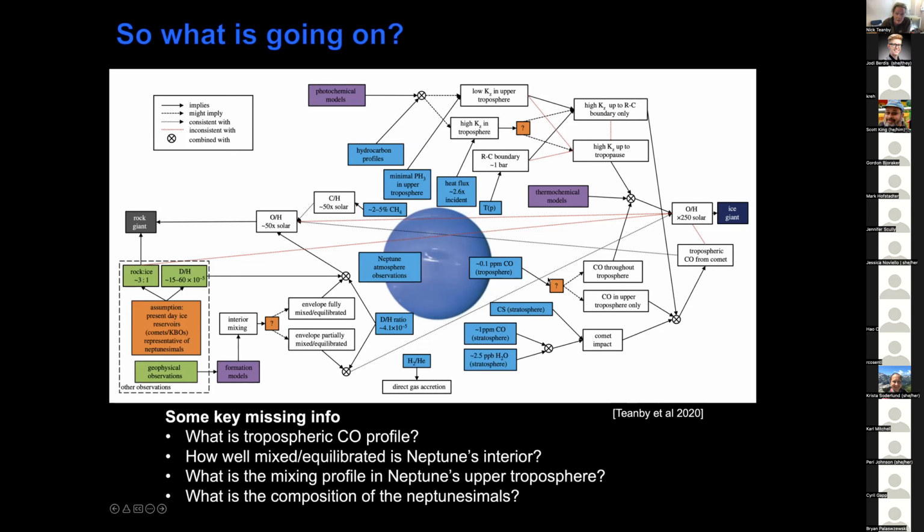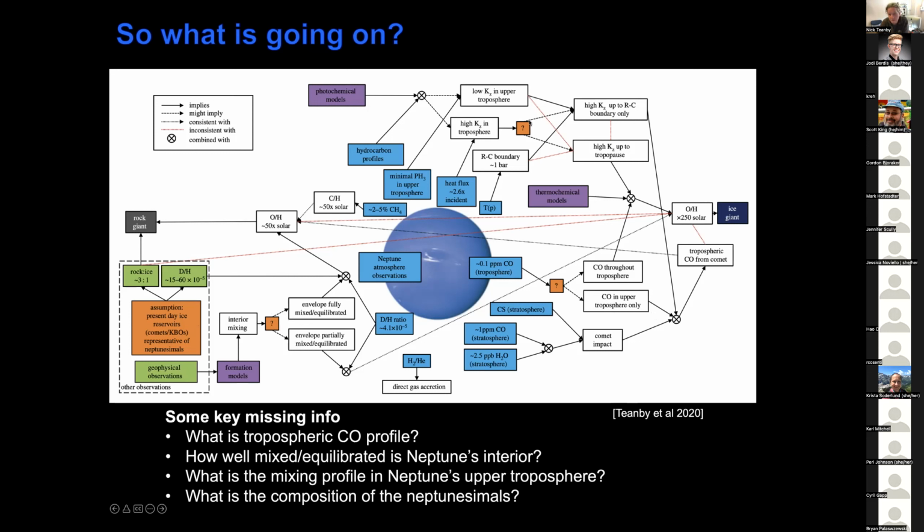So these things in orange are things that we don't really know. We don't know the composition of the things that formed Neptune. We could assume that they're basically like modern day material, but they could be different. We don't know how well mixed the interior of Neptune is. Is it equilibrated or not? And we don't really know the CO profile. Is there CO throughout the troposphere, in which case we need an ice giant, or is it only in the upper troposphere, in which case we could explain it with a rock giant?